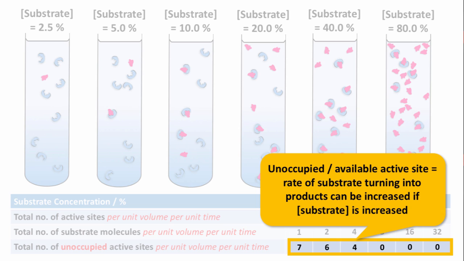On the other hand, when all the active sites are occupied, there is no point in adding more substrate molecules into the solution because at any time there are just no available active sites that would act on these additional substrate molecules. We therefore say that the turnover rate, the rate at which substrate is converted to products at high substrate concentration, cannot be increased further if you increase substrate concentration.